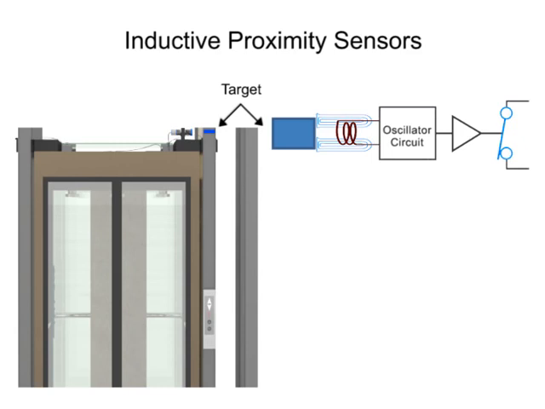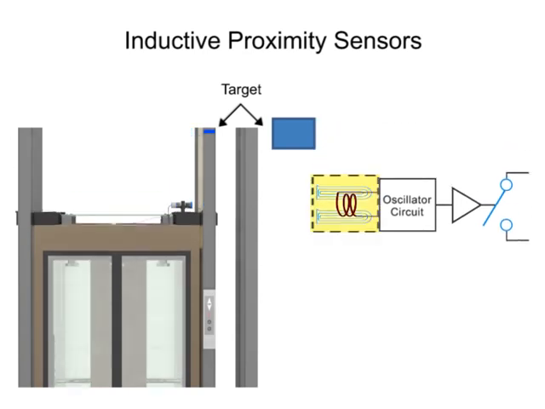This change in amplitude sends a signal to the switch, changing it to its normally open or normally closed configuration, respectively. When the metal target is removed from the sensor's range, the oscillator will return to its normal amplitude and the switch will return to its normally open or closed output.